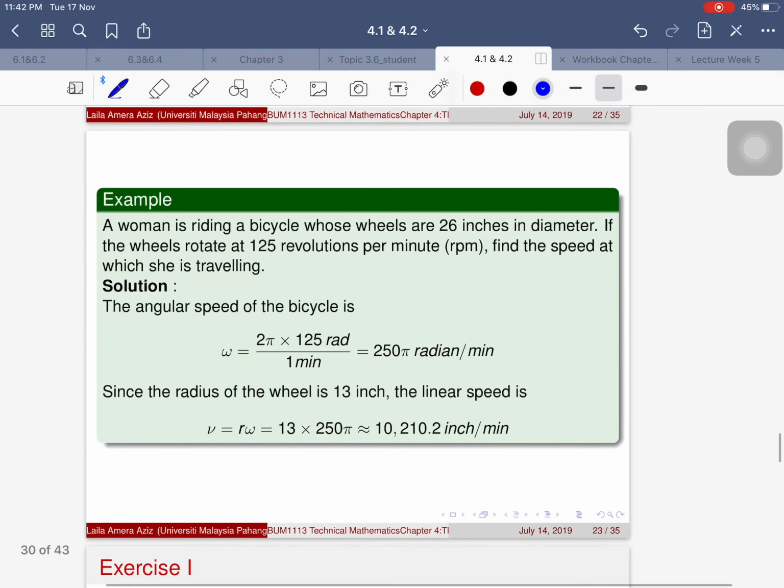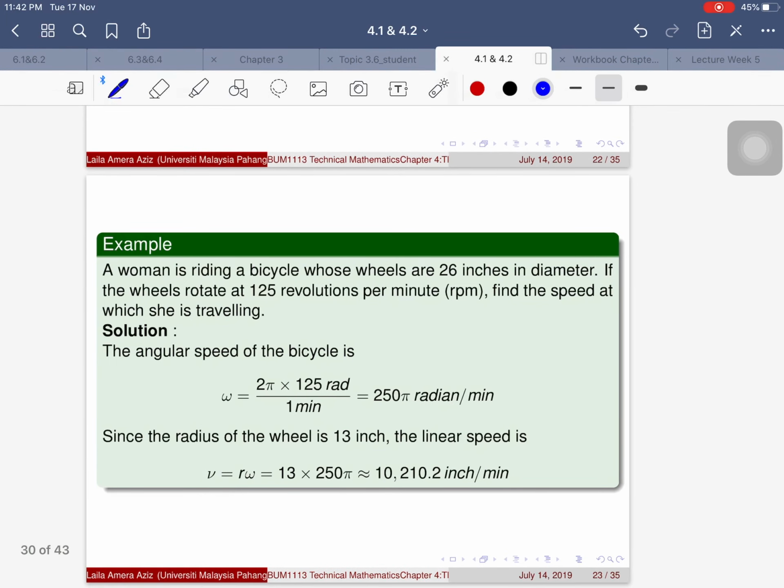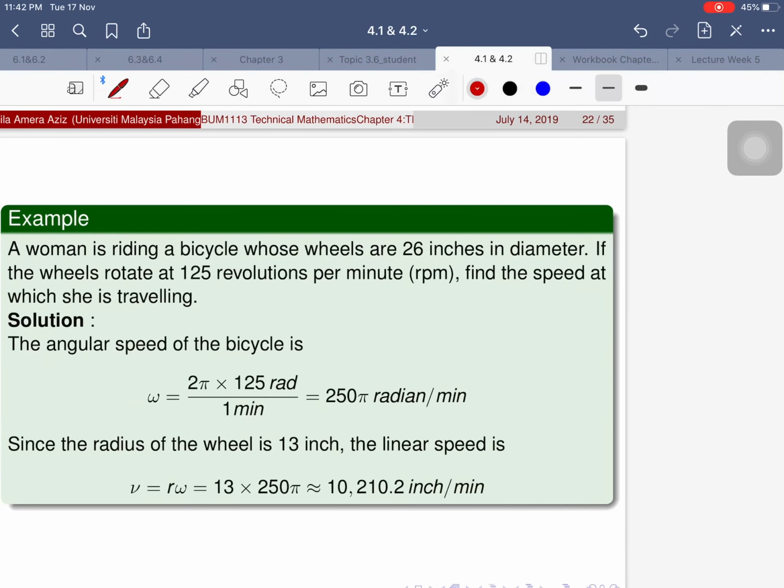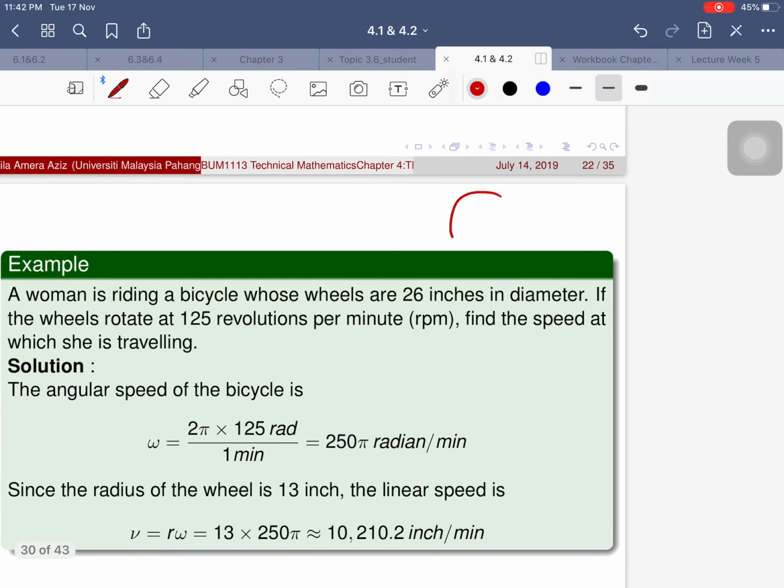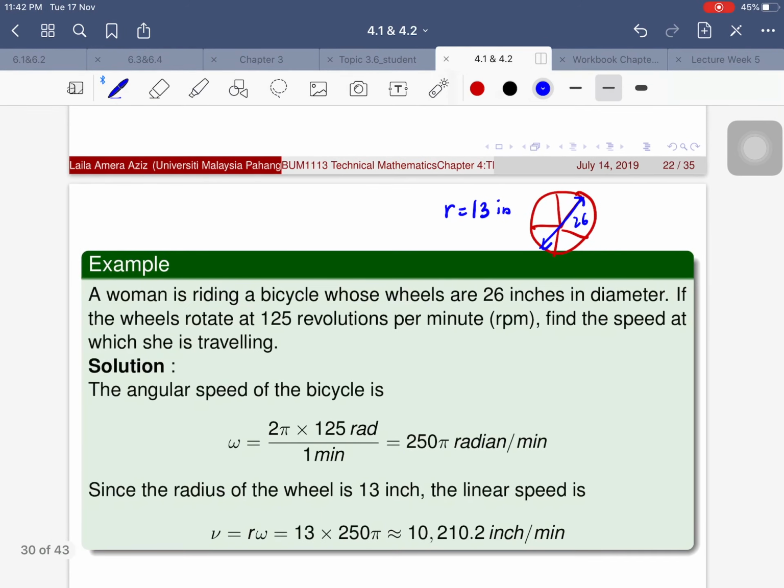Okay, so this is going to be the last example. A woman is riding a bicycle whose wheels are 26 inches in diameter. So now we're talking about wheels of a bicycle. Let's say this is the wheel of the bicycle. I'm really bad at drawing, so please don't mind me. Here the diameter is given by a value of 26 inches. We know that diameter is twice the radius, so for this case the radius is going to equal 13 inches.